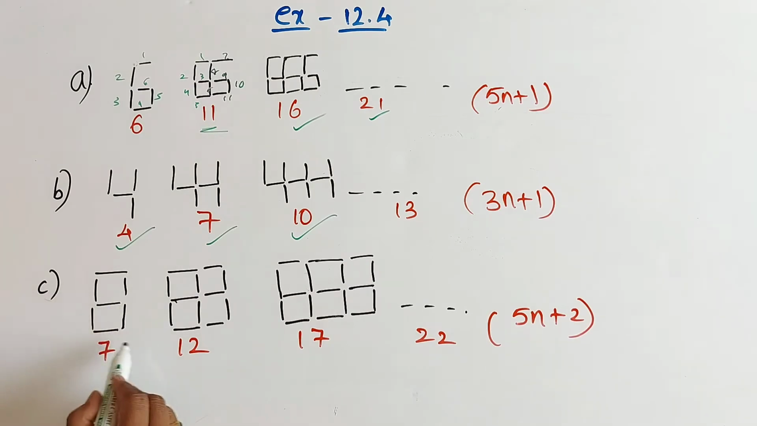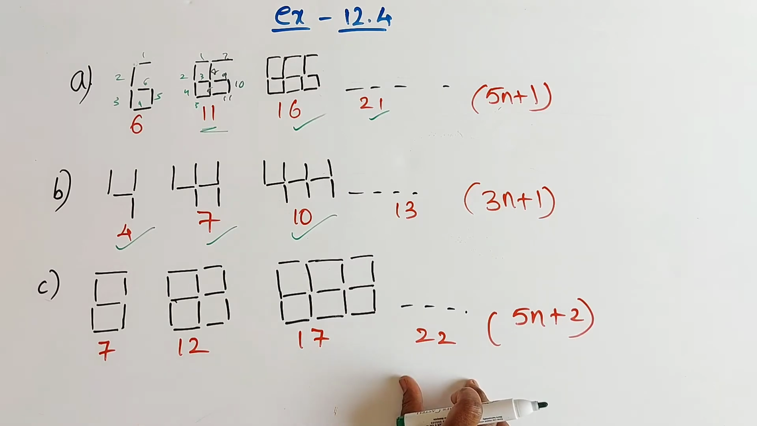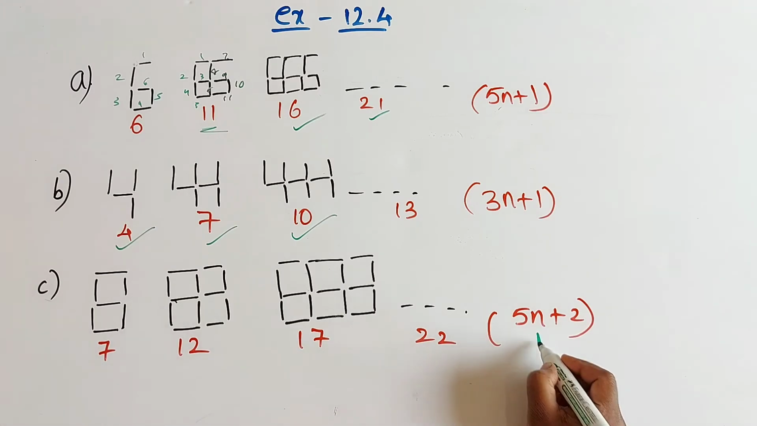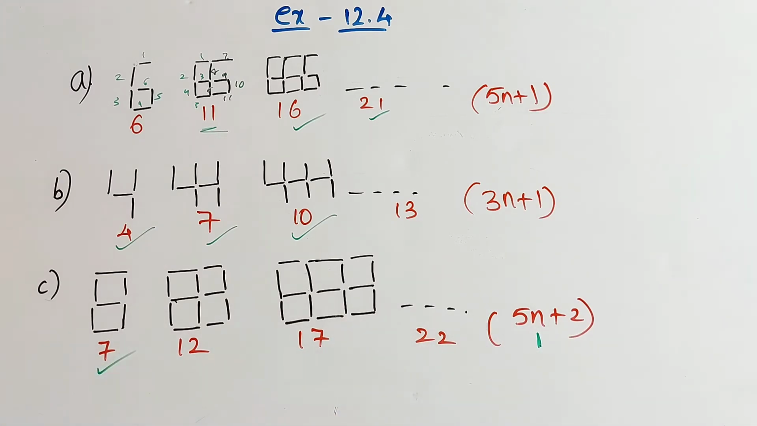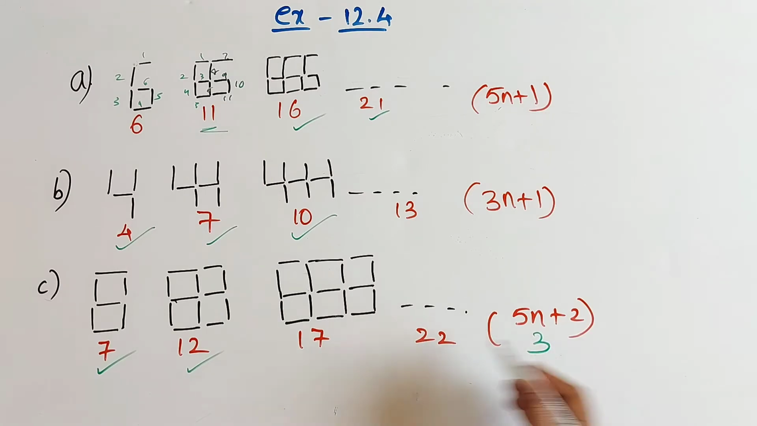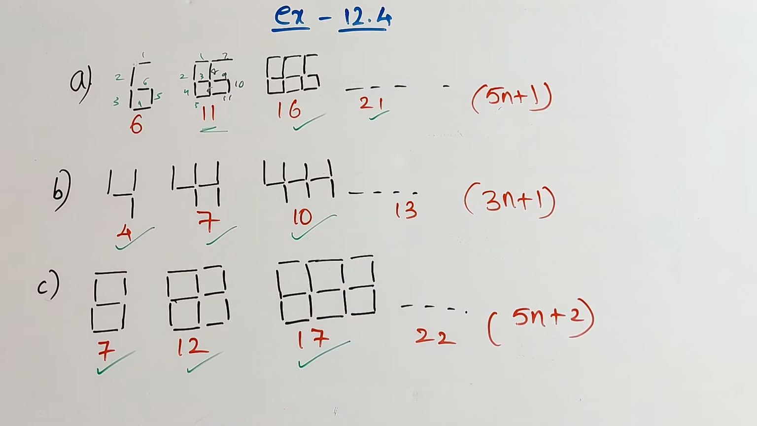Now next one, it is digit 8. For this, how many line segments they used? 1, 2, 3, 4, 5, 6, 7 line segments. Now 2 digits of the same number, 12. For 3 digits of the same number, 17, next 22. The pattern is 5n plus 2. Let us check it is correct or not. If n equal to 1, 5 ones are 5 plus 2, 7. Correct. If n equal to 2, 5 2s are 10 plus 2, 12. Correct. If n equal to 3, 5 3s are 15 plus 2, 17, so on. So these are the patterns given, children.